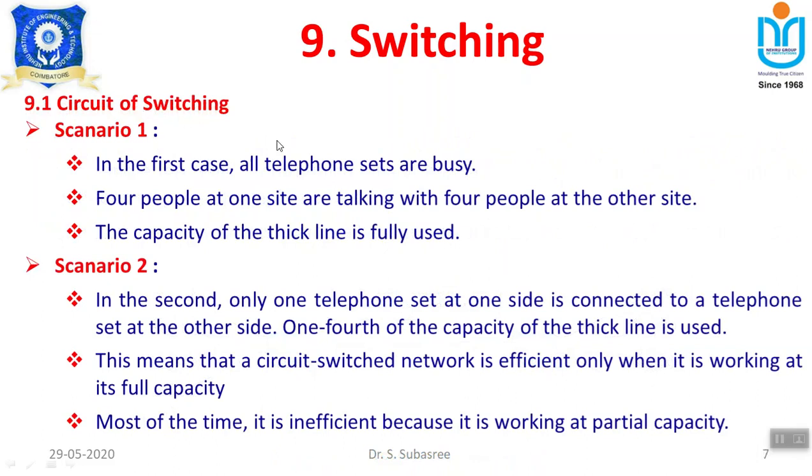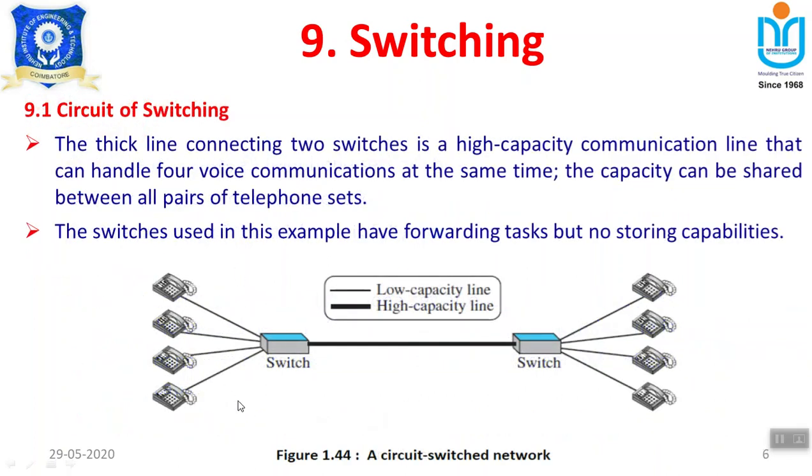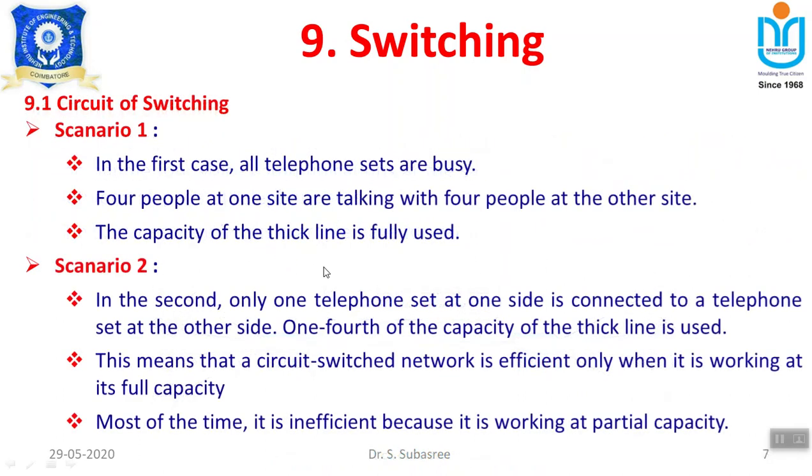So here there are 2 scenarios in which we can understand circuit switching very clearly. For example, in the first scenario, all telephone sets are busy. That means the 4 telephones are making calls to these 4 telephones. So the entire capacity will be fully utilized. There is no problem, right? In parallel it can make a communication. That is the first scenario. So 4 people at one side are talking with 4 people at the other side. The capacity of the thick line is fully used. So there is no problem, we are utilizing the maximum capacity.